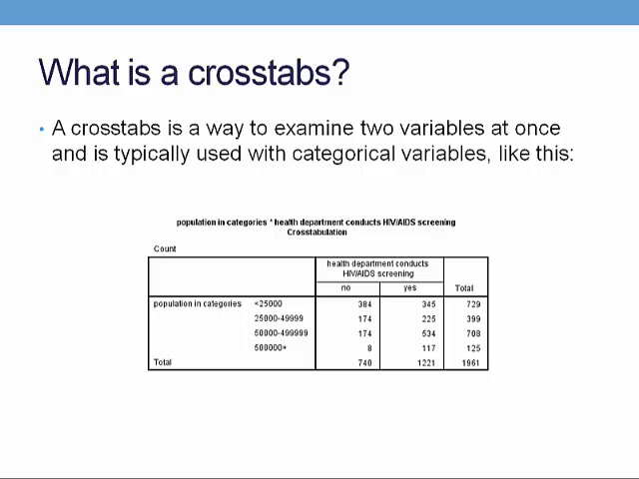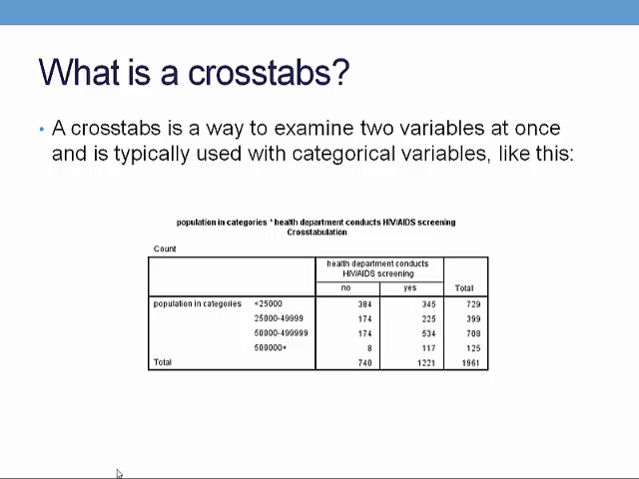In this case, I'm looking at the population in categories that we created last time for the end of level 1, and then the health department HIV/AIDS screening variable. So I have smaller health departments, medium to large, and very large health departments. Those that do not conduct HIV screening, the frequencies are here. Those that do, the frequencies are here.